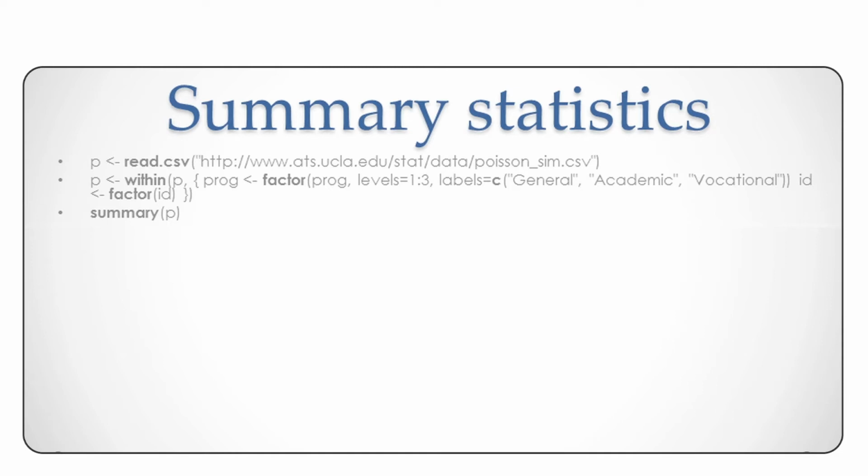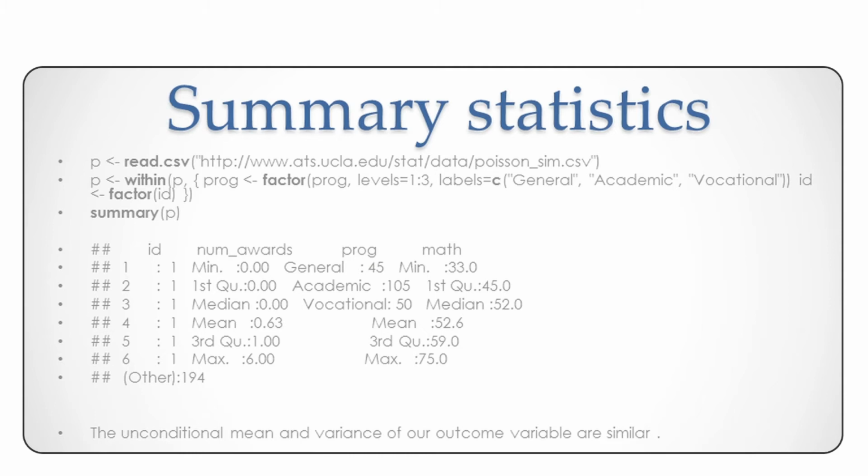So program has 3 levels and R should consider the corresponding labels as general, academic, and vocational. When we do a summary of P, this is what it returns. The first column is the summary of the ID, which is irrelevant, but the next 3 columns give the summary of NUM awards, program, and math.